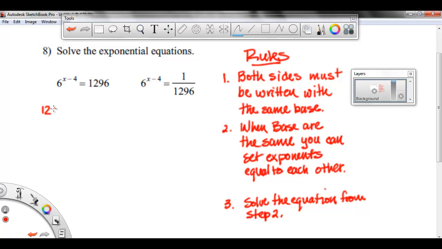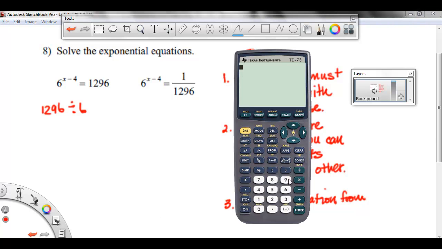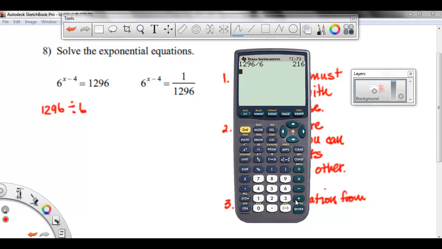Okay, here we go. We got 1296. We divide by 6. Get out my calculator here. 1296 divided by 6 gives me 216. I divide that by 6, I get 36. I divide that by 6, I get 6, and I divide 6 by 6, I get 1. So remember, we have to count all the way to the 1. Now you can see that I divided by 6 4 times.